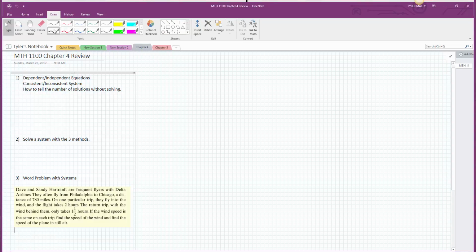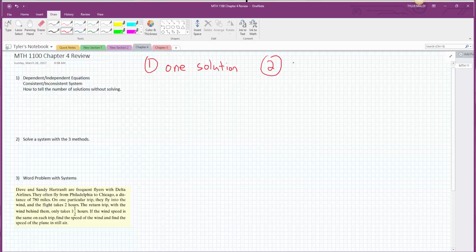So when I have a system of equations with two variables, we have three different possibilities, right? So we can have one solution, or I can have no solution, or we can have a situation where there are infinite solutions.